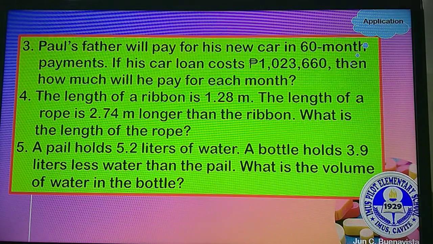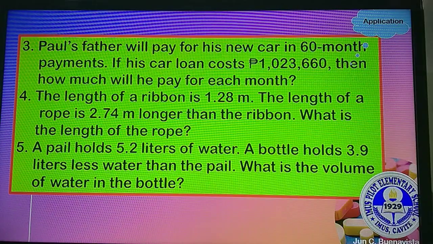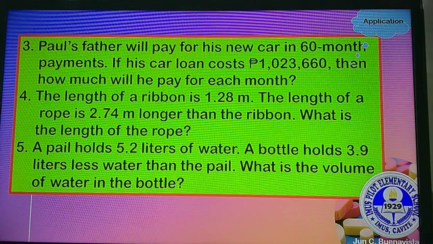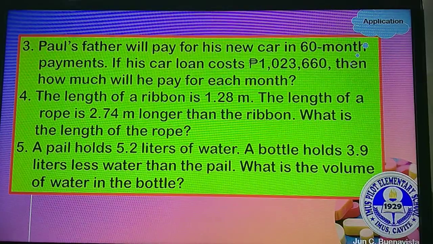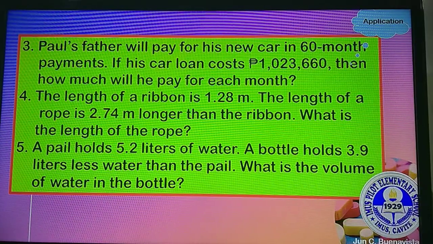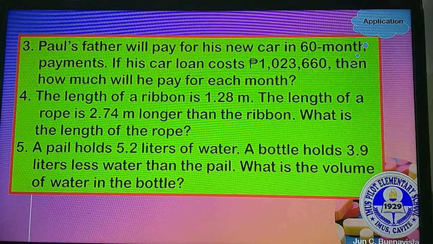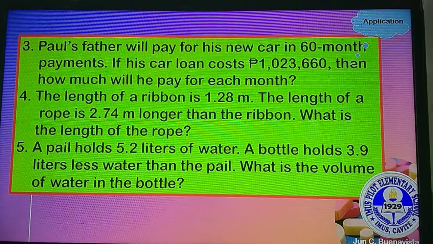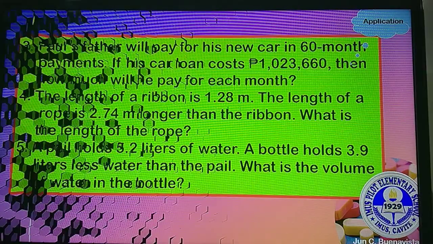So number 5, a pail holds 5 and 2/10 liters of water. A bottle holds 3 and 9/10 liters less water than the pail. What is the volume of water in the bottle? Again, that is a routine problem. So the words less water than the pail. So less, that is subtraction. Alright? Okay, so if you are done, this is now our quiz.